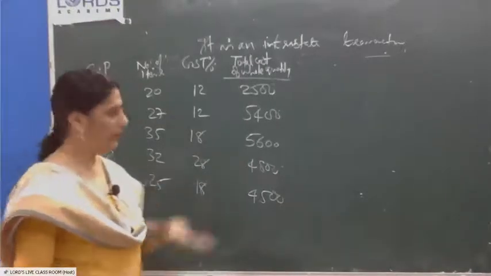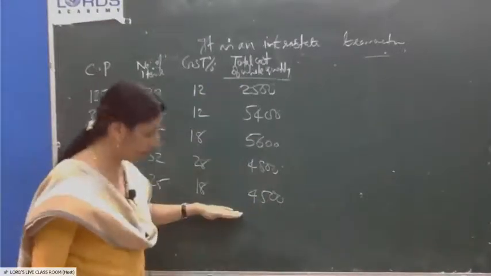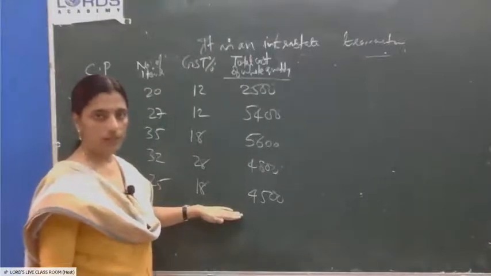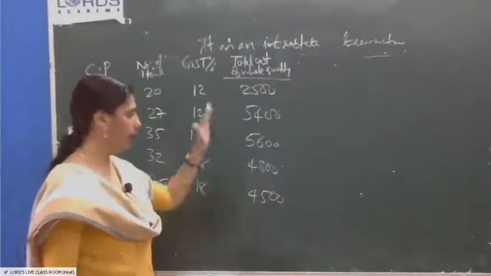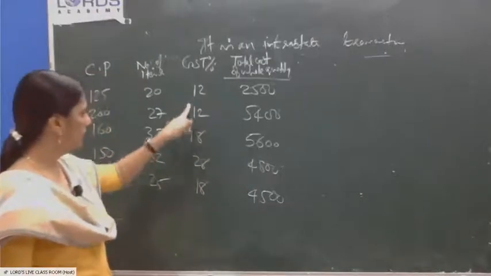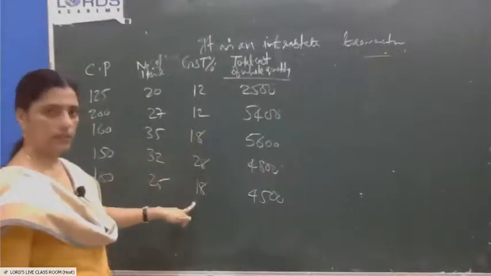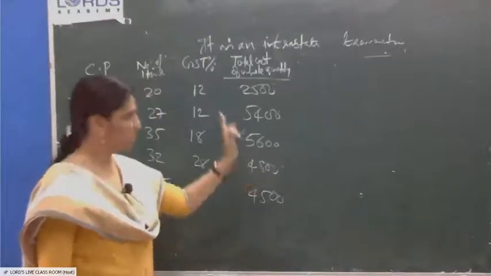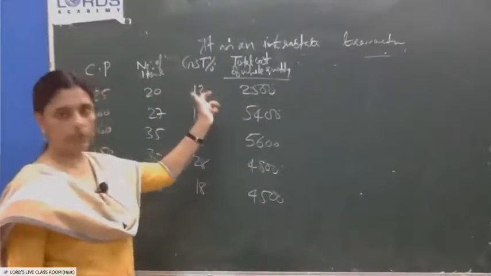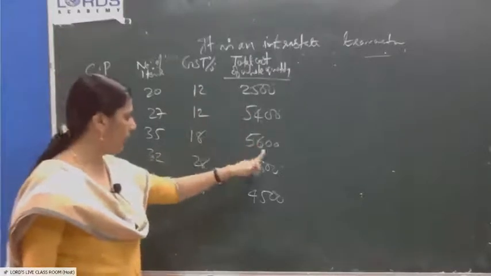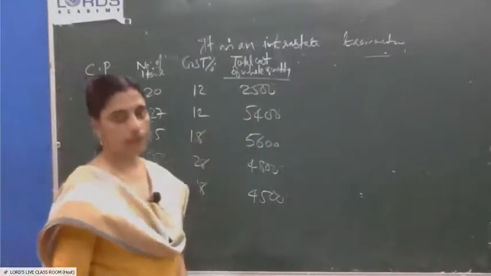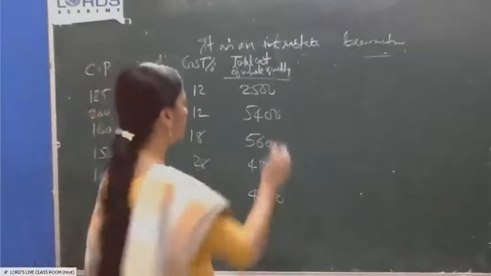Is it clear? Then I am asking, can I add this up? Is there any advantage? I cannot. I can add, but the problem is that the rates are different. So I cannot apply one rate to the whole. So for each item, for this 12% you calculate, for this also 12, for this you calculate 18. That's why we had to prepare columns.